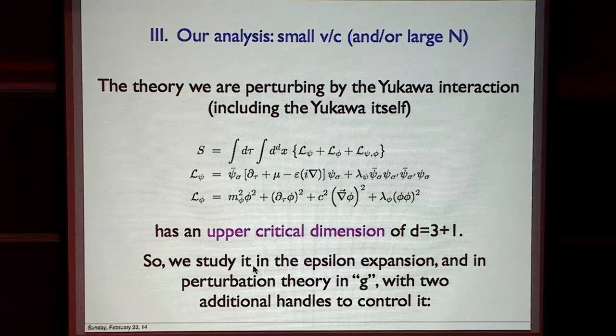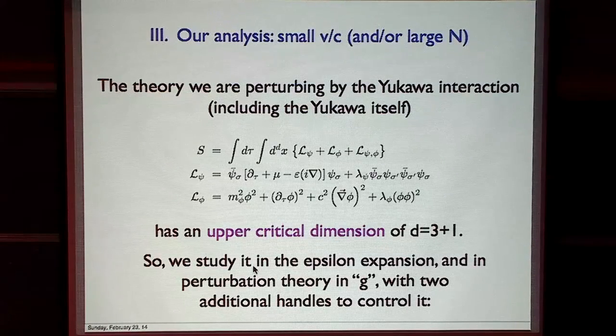So a more interesting parameter is the ratio of velocities, V to C, of the fermion to the boson. We'll treat that as a small parameter, and we'll see that that's very self-consistent, because in the flow equations, V actually flows to be small. Okay? So it's a hypothesis that's self-consistent.